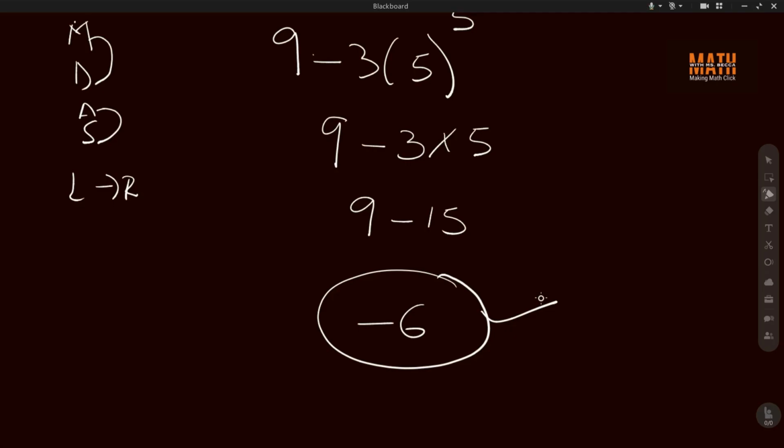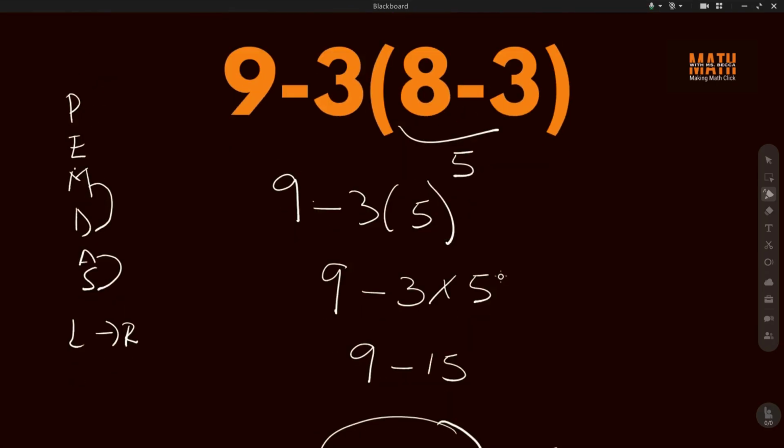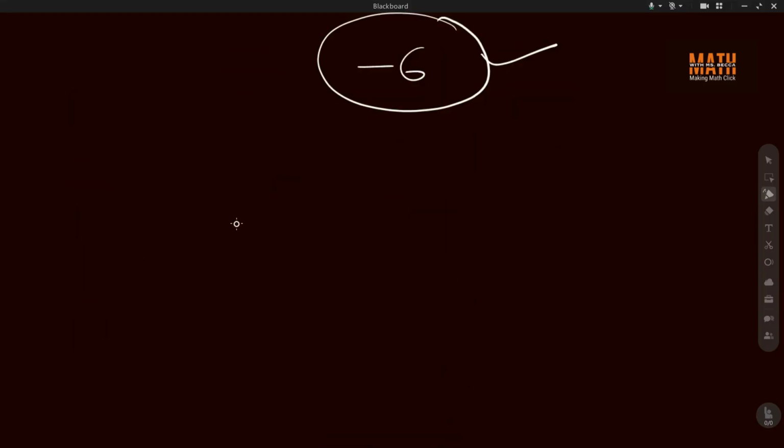A quick recap: you solve parentheses first, then you rearrange, you write it the proper way, then you multiply, and then you subtract. Now try this: 10 minus 2(9 minus 4). Remember to follow PEMDAS carefully. Drop your answer in the comments and let's see who gets it right.